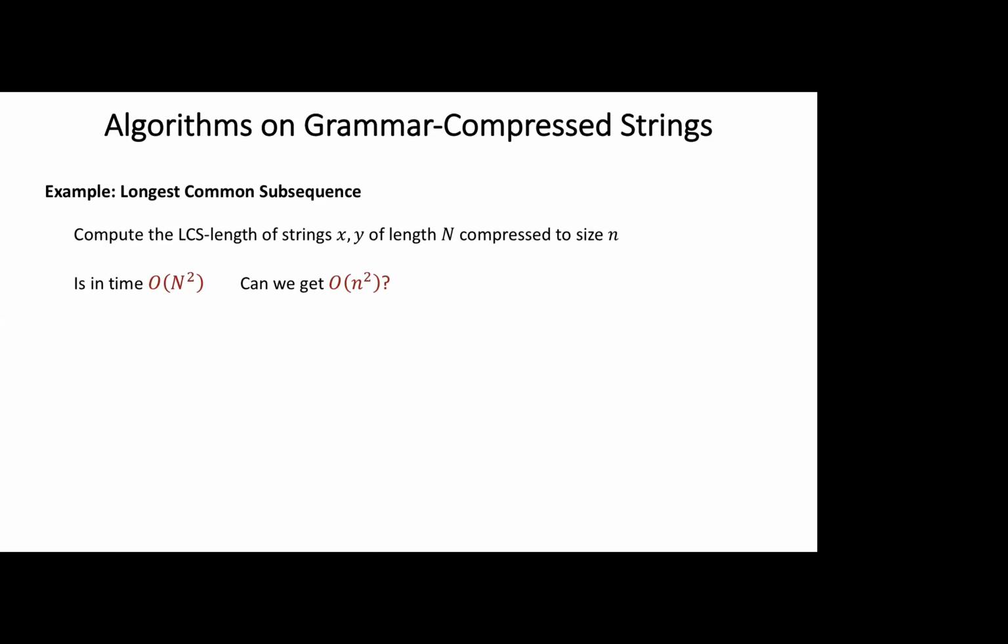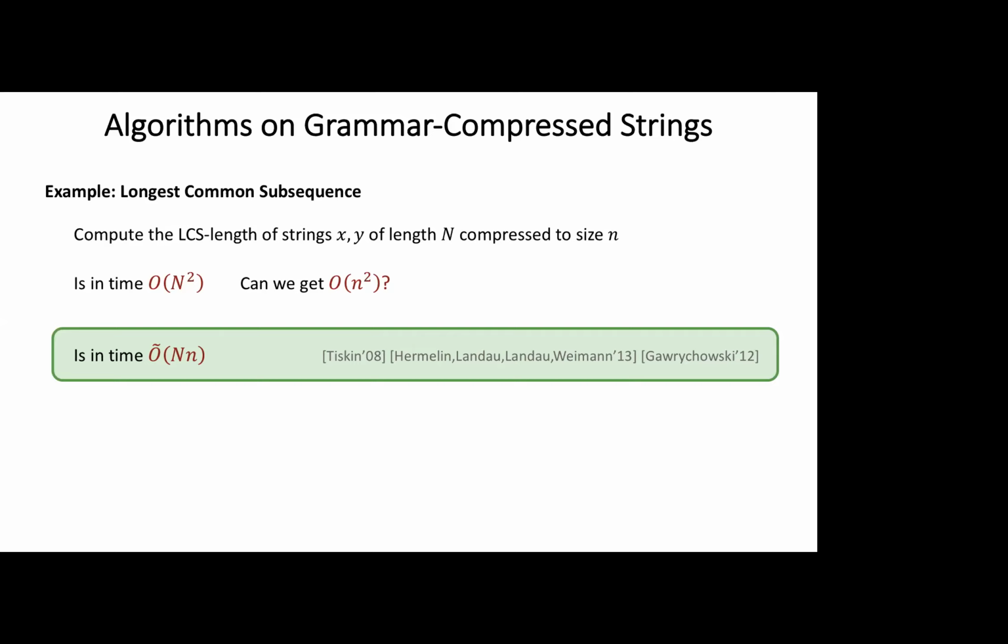If you would get faster than little n squared, then you would also break the n squared algorithm in the classic setting. So the truth of the complexity of LCS on grammar compressed strings has to be somewhere between big N squared and little n squared. And actually Tiskin came up with the first algorithm that solves this problem in time big N times little n, up to log factors. And there are log factor improvements by lots of other people.